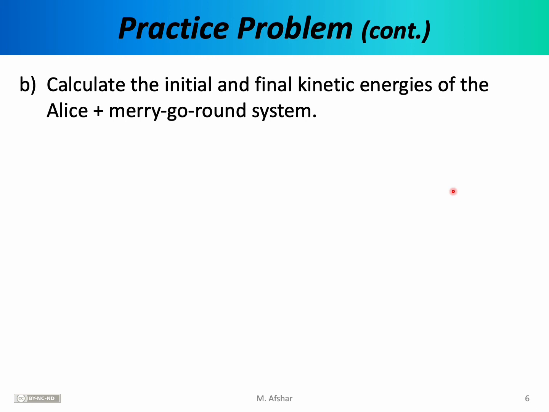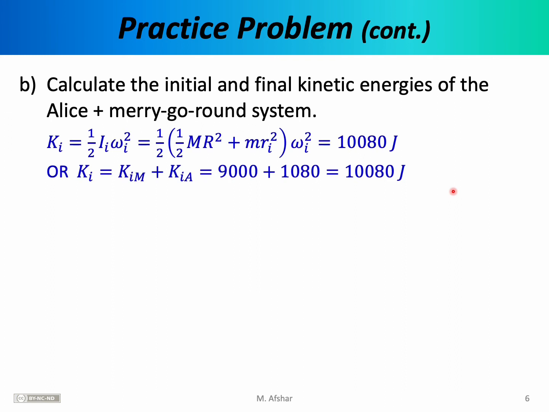Let's continue the same practice problem. Part B asks, calculate the initial and final kinetic energies of the Alice merry-go-round system. Remember that kinetic energy is 1/2 mv squared in the case of linear motion. In the case of angular motion, which is what we have here, this is rotational motion, the kinetic energy is 1/2 I omega squared. The initial kinetic energy is 1/2 initial inertia times initial angular speed squared.